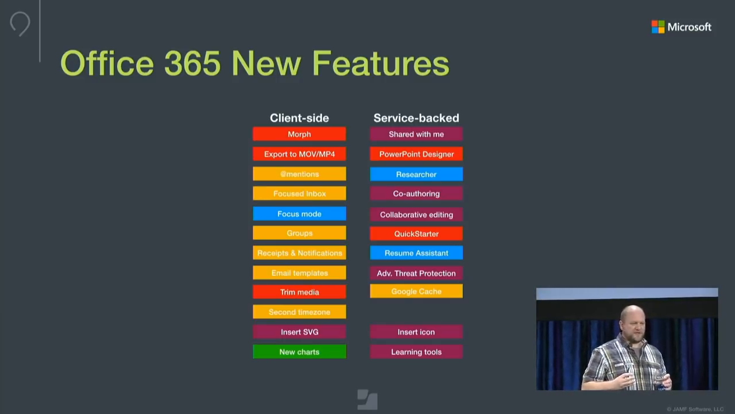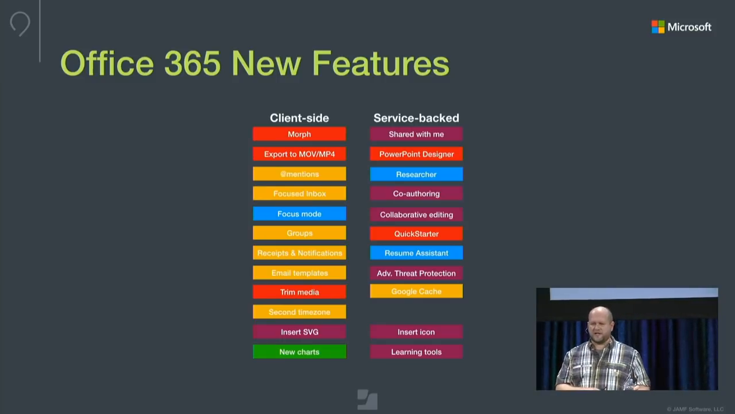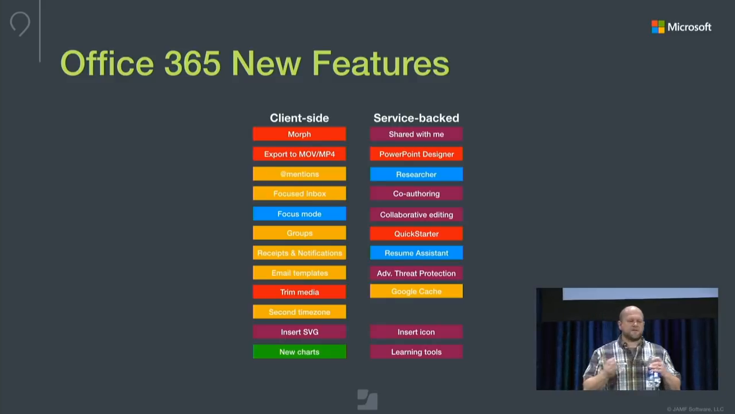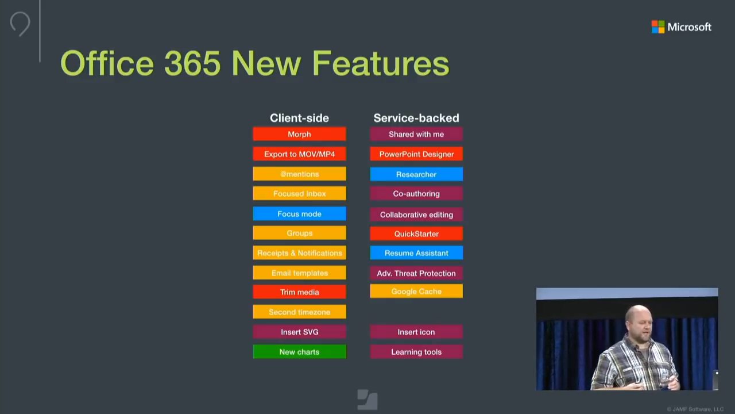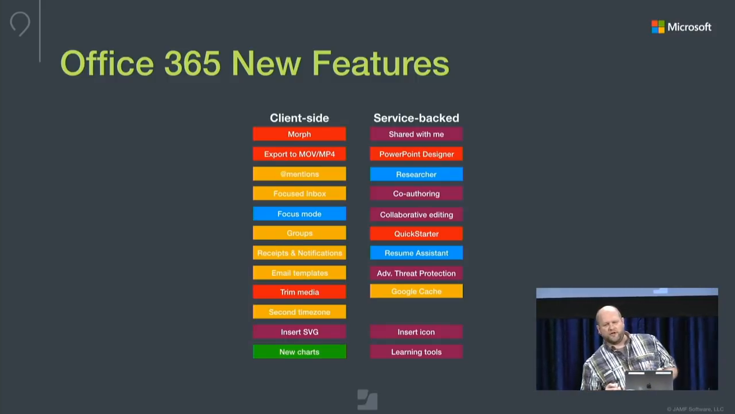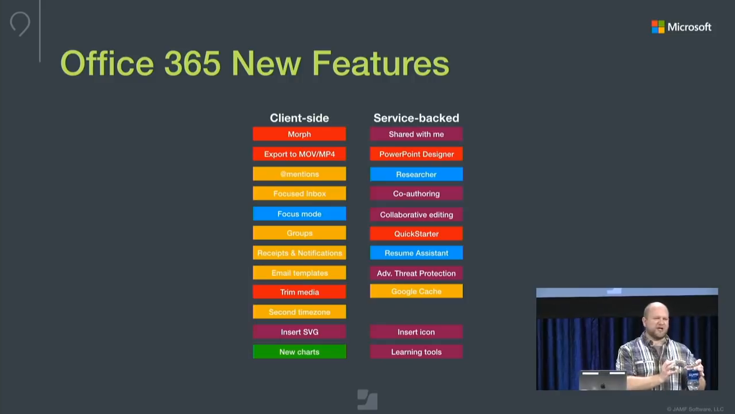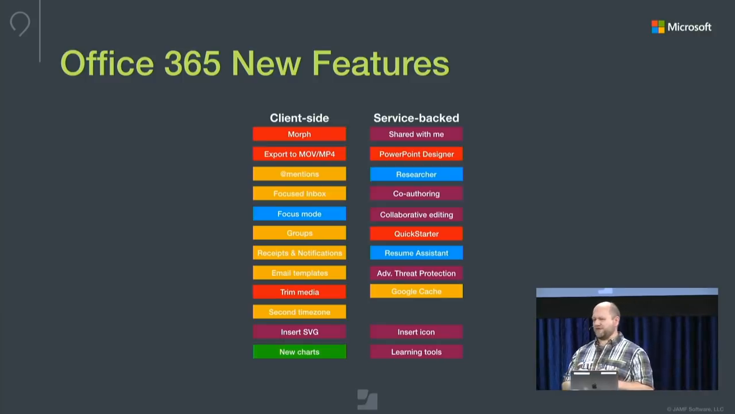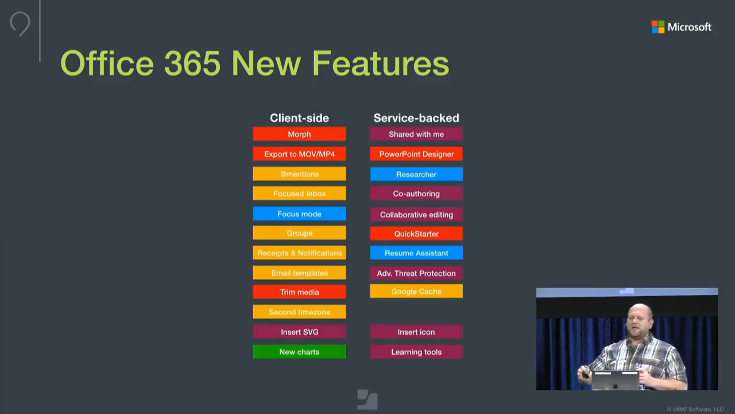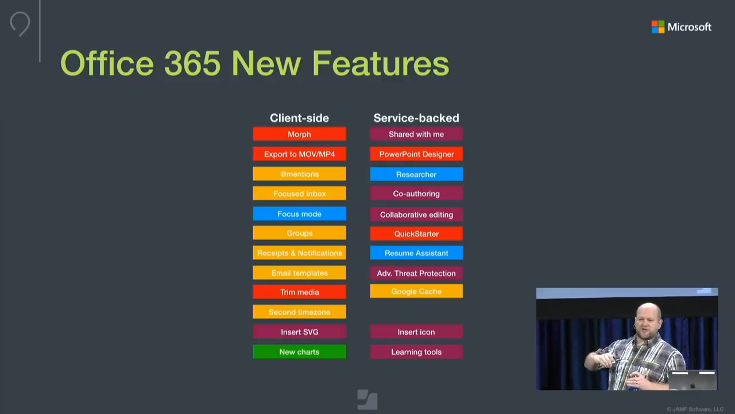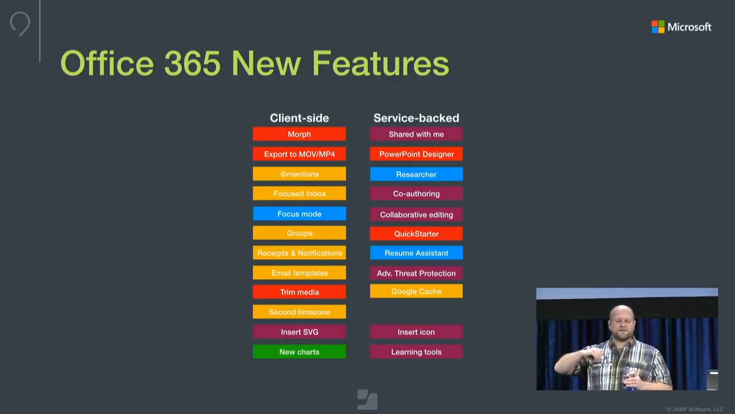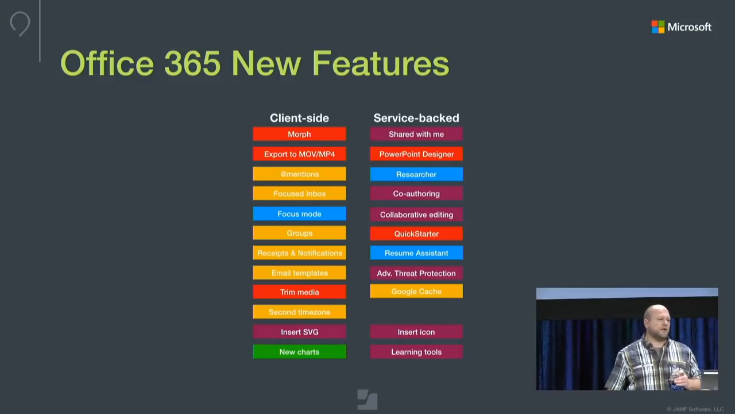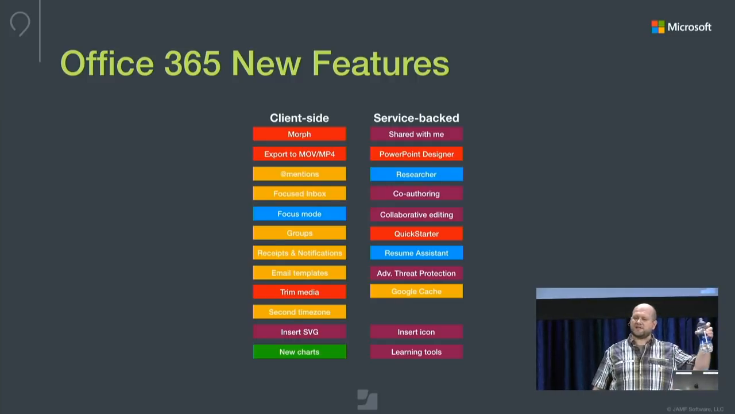Well, when we build features, they're tagged as either client-side code or service-backed code. Sometimes it's a little difficult to tell the difference, but like the focus mode in Word, that feature is purely client-driven. There is no communication to any back-end service that powers that. But there are some other features, like insert picture, insert icon, collaboration, and online sharing, that are service-backed. We have to have a cloud service at the back end powering it. So you have a list of client-backed features and a list of service-backed features.